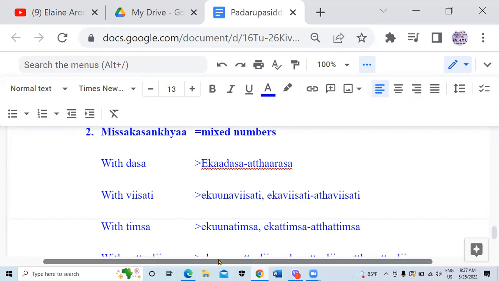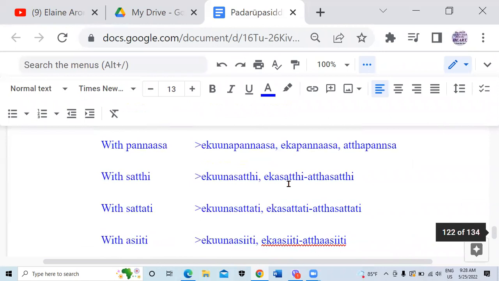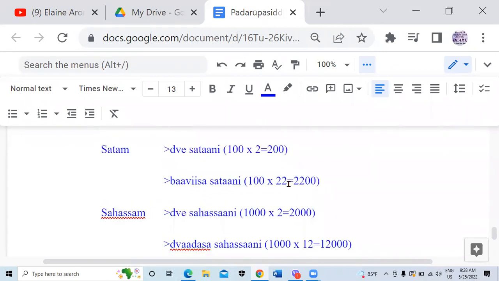No, there's a space. But here, Satan Kanya Sahasami, there's no space. That means a single word, a compound. Okay, it is Samana Sankhya. In Samana Sankhya, we have to combine, we have to make a compound word between two numbers or three numbers or like this.